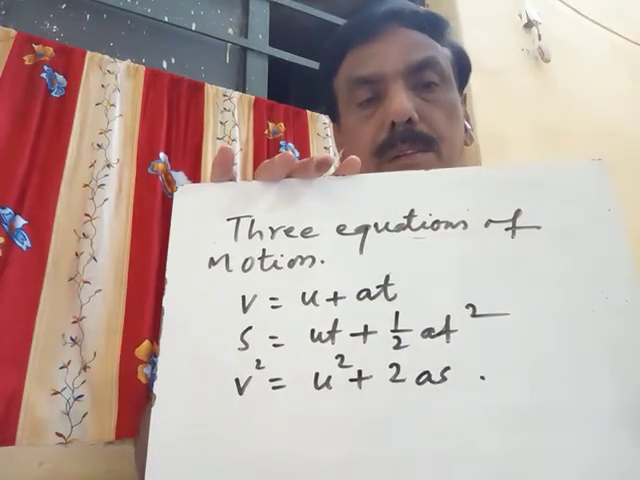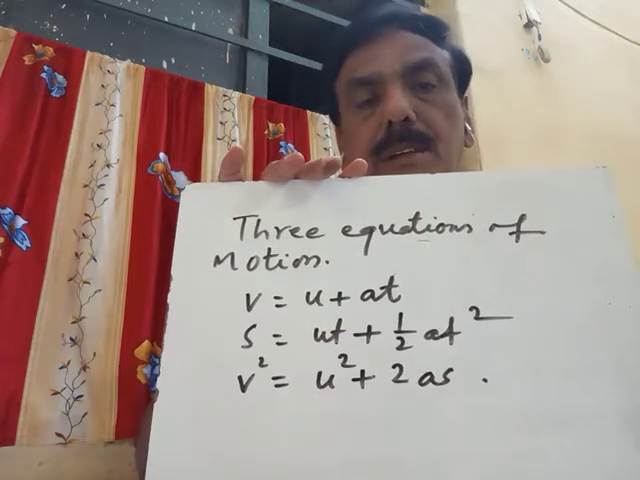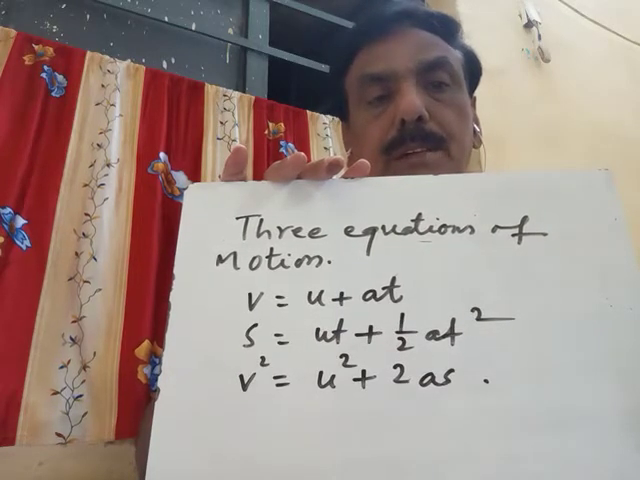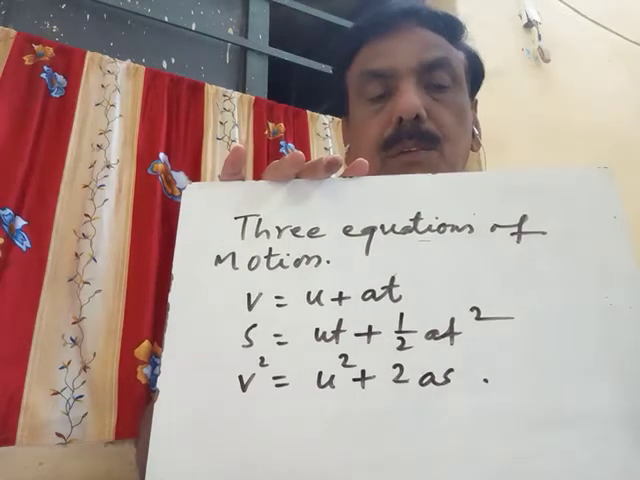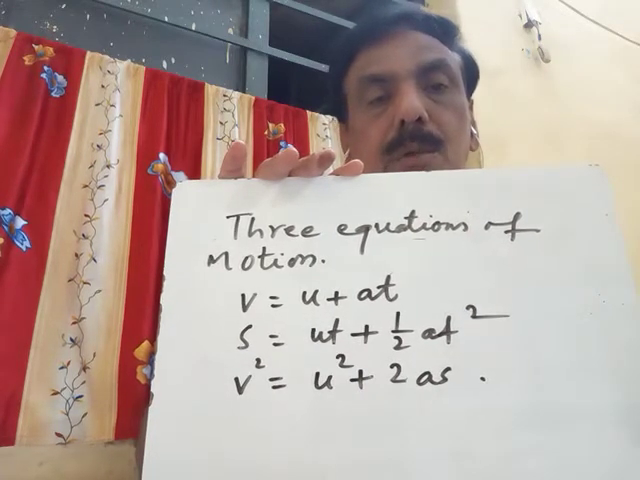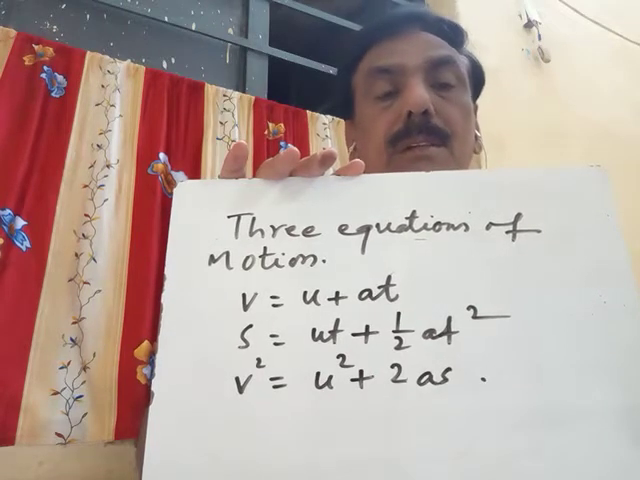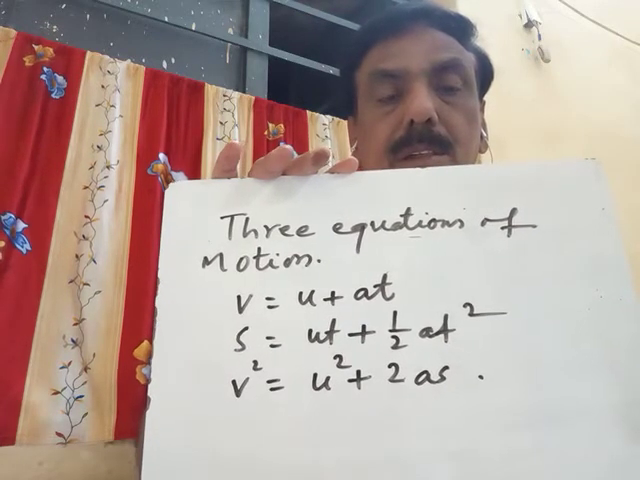We have three equations of motion. The first one is v = u + at. The second one is s = ut + ½at². And the third one is v² = u² + 2as. Here u is the initial velocity, v is the final velocity, t is the time, and s is the distance, or you can say displacement.